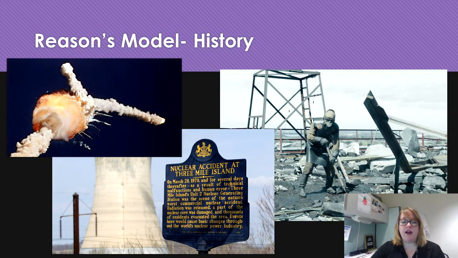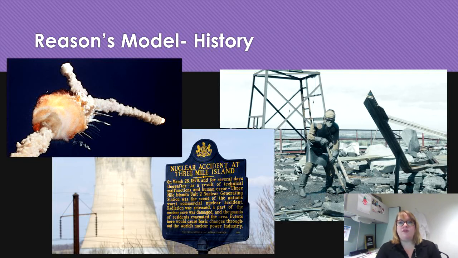So a little history about Reason's model. It started back in the late 80s to early 90s when Reason was looking at different errors that had occurred, like the Challenger explosion, the nuclear accident at Three Mile Island, and the explosion at Chernobyl. He decided that while there may have been a failure right at the point of error, a lot of times there were underlying organizational conditions that led to those errors occurring.